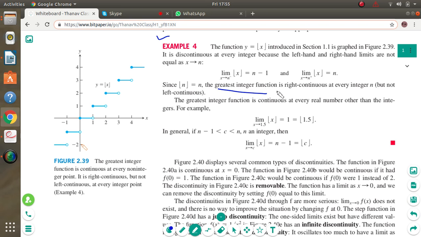Within any range, within any domain, you're rounding it up to the nearest integer. That's it.